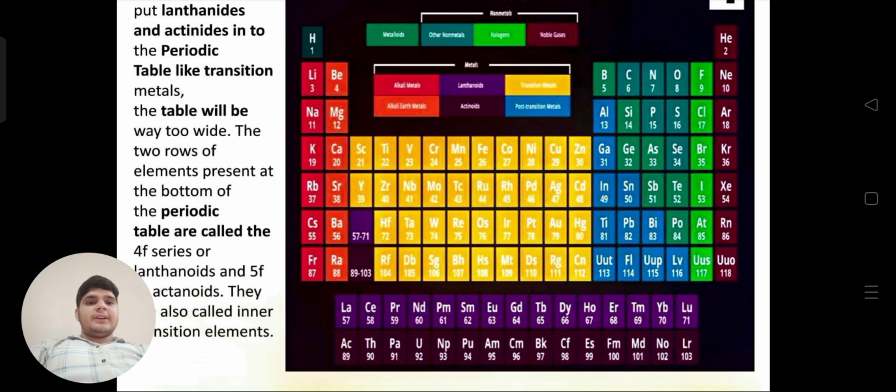As you see in the figure, lanthanum has atomic number 57 and the last is with the symbol Lu, 71. Then the actinides are seen in the violet boundary. Below that we see actinium, atomic number 89, and at the end we see 103. These are present in brown color. Hence, their position is below the periodic table because if we put them in the table, it becomes so wide.